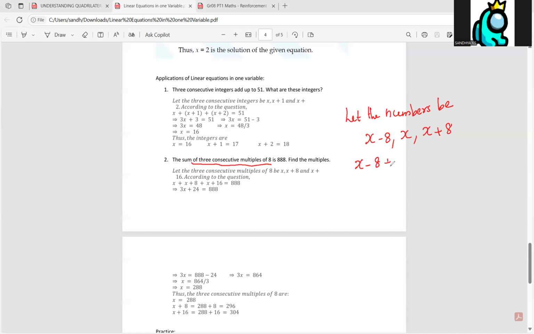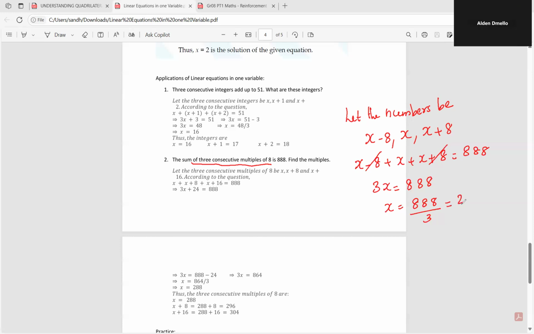Now the sum: x minus 8 plus x plus x plus 8 is equal to 888. Minus 8 plus 8 is 0, it gets cancelled. So you get 3x is equal to 888, so x is equal to 888 divided by 3. 3 twos are 6, then 28, 9 threes are 27, then 1 balance 18, 6 threes are 18.